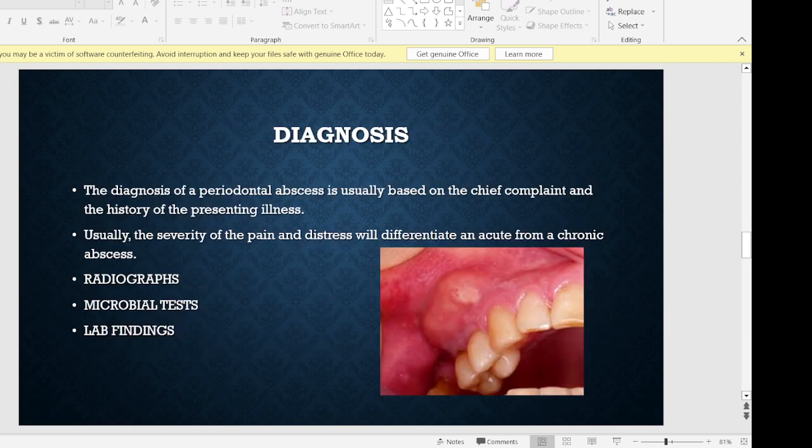Diagnosis. The diagnosis of a periodontal abscess is usually based on the chief complaint and the history of the presenting illness. Usually, the severity of the pain and distress will differentiate an acute from a chronic abscess.